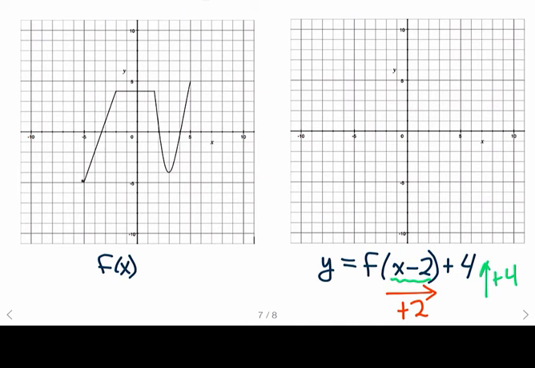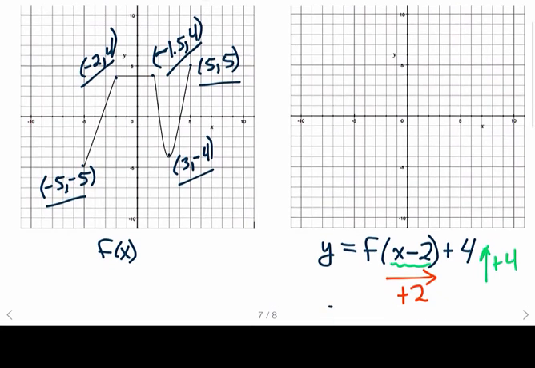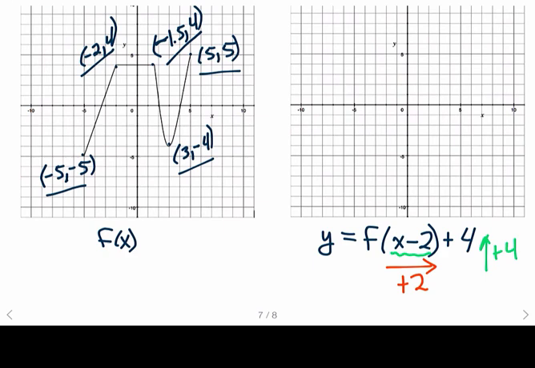So let me mark some points that seem to me to be corresponding to defining characteristics, and then let me label these points. The points that I've identified that seem to be of interest are (-5, -5), (-2, 4), about (1.5, 4), (3, -4), and then (5, 5). Let's figure out where each of these points lands under this transformation.